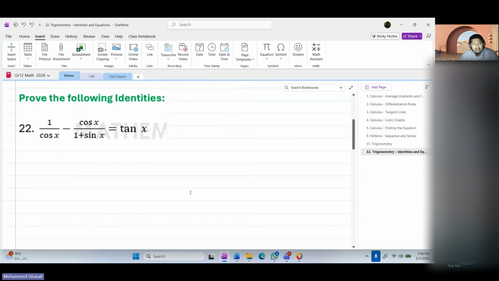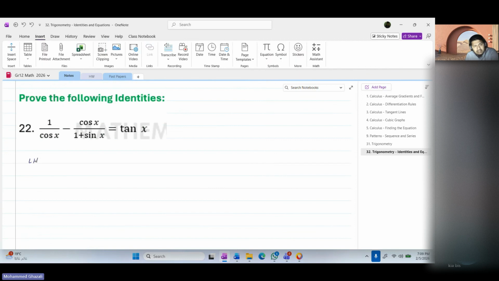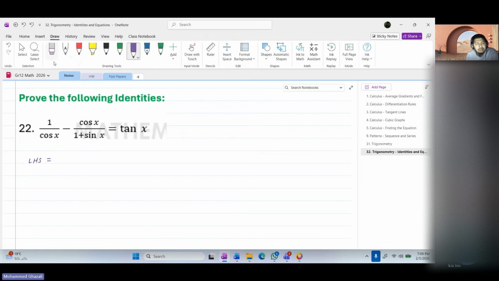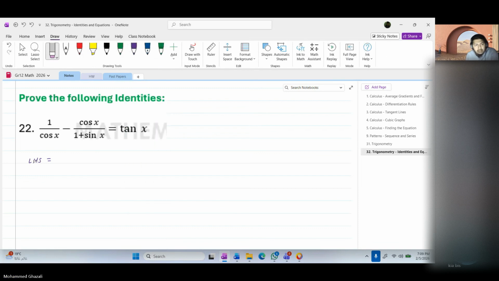Right, so when we are proving identities, we need to make the left-hand side equal to the right-hand side, okay? So we are going to say left-hand side is equal to 1 over cos x, which remains as 1 over cos x. We can't do anything. You can't simplify anything here because everything is already in terms of sine and cos. So this is more like a grade 11 identity problem.